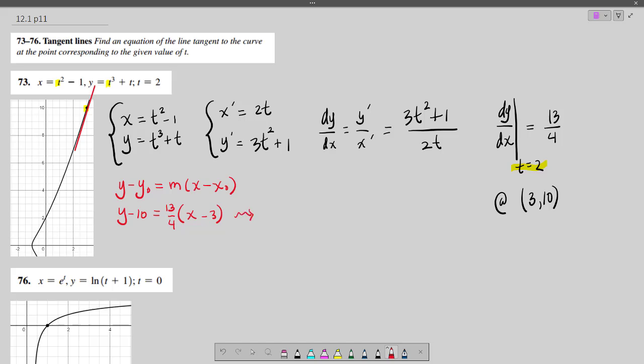And usually we want to put this in slope-intercept form. So we're going to have 13/4 x minus 39 over 4 when we distribute here. And then we have to add 10. And if we add 10, we will end up with a tangent line equation of 13/4 x, turn that 10 into 40 over 4, so plus 1/4. So that's our tangent line.